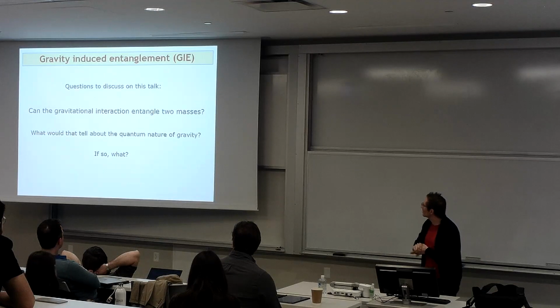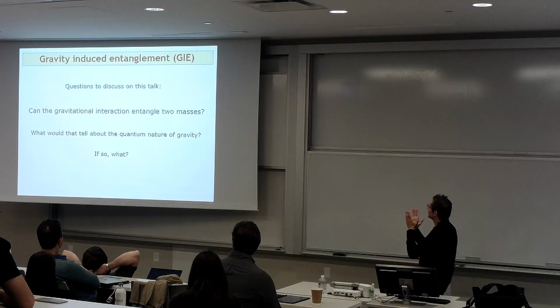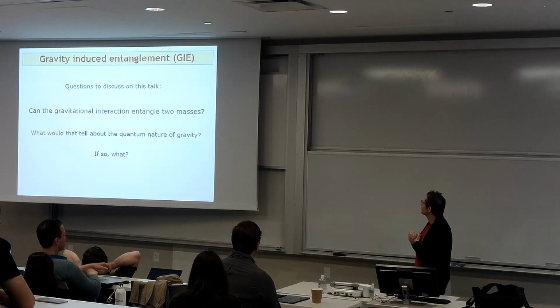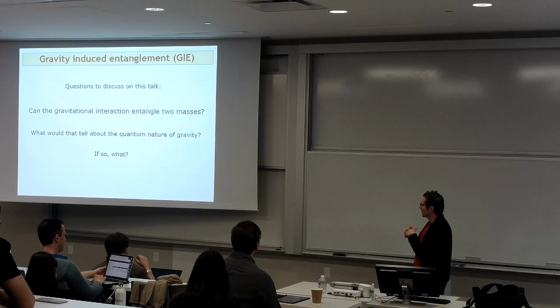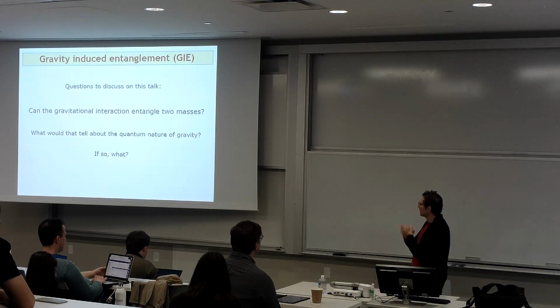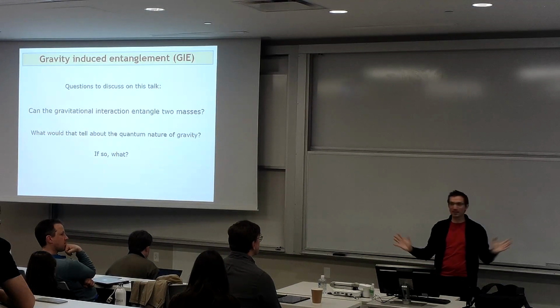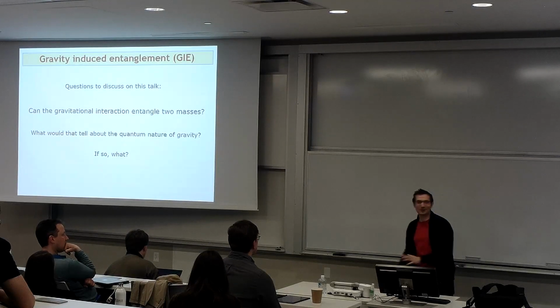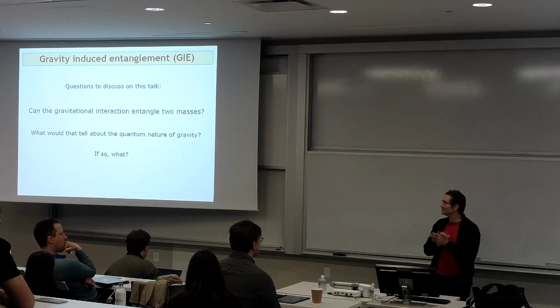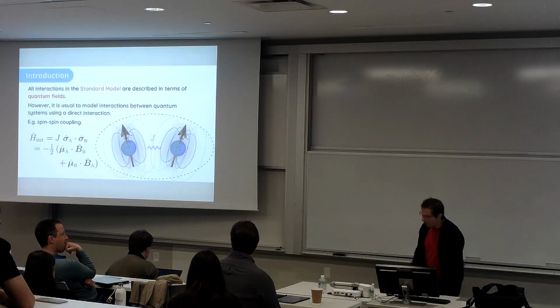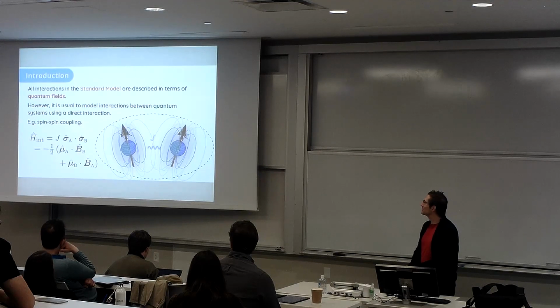Anyway, the questions I'm going to focus on here are: can the gravitational interaction entangle two masses? What would the answer to that question tell us about the quantum nature of gravity? And again, if the answer is affirmative, then what? What do we learn by observing it? One thing is trying to model it, another one is observing it. What conclusions can we derive from that? Okay, you see what I mean, right?